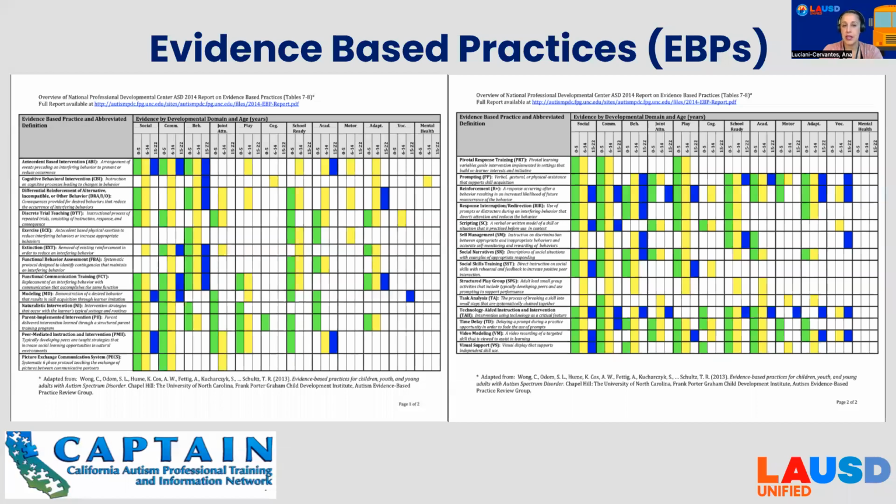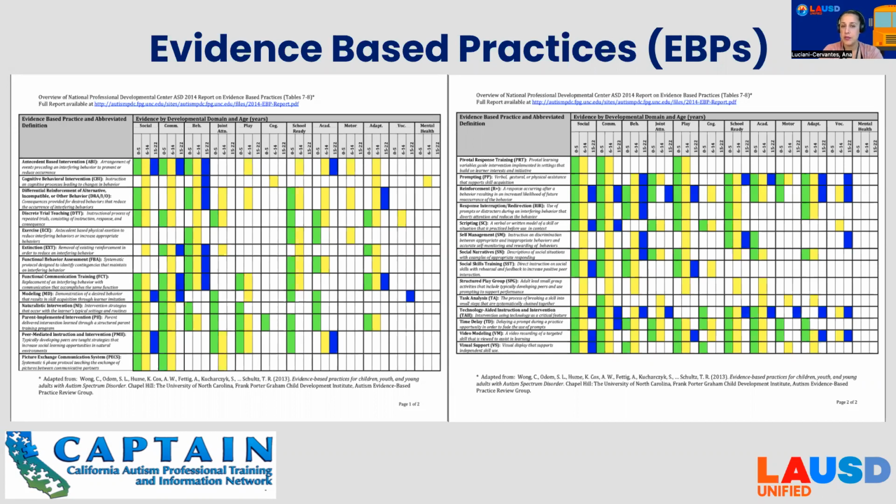Here you see a matrix of the 27 EBPs with their corresponding definitions. The EBP chart is structured in the following way. Across the top, we see the 12 domains, and under that, we see 3 age spans, 0 to 5-year-olds, 6 to 14-year-olds, and 15 to 22-year-olds. On the left side, going down, we see the 27 EBPs listed.